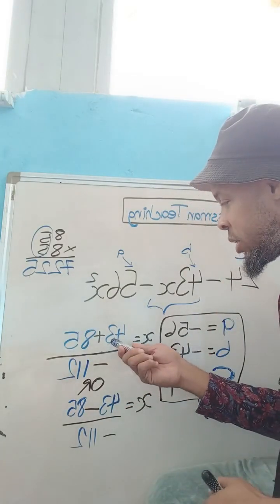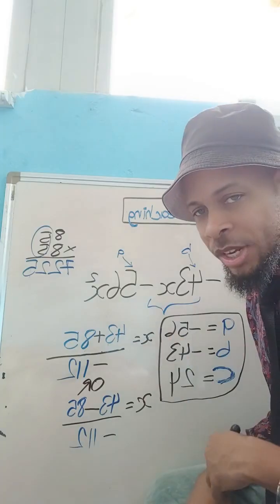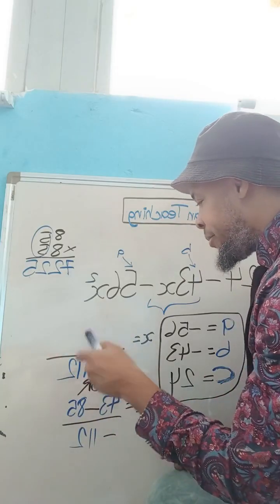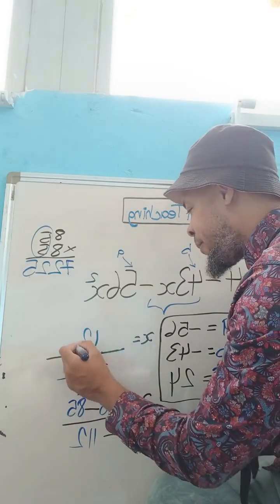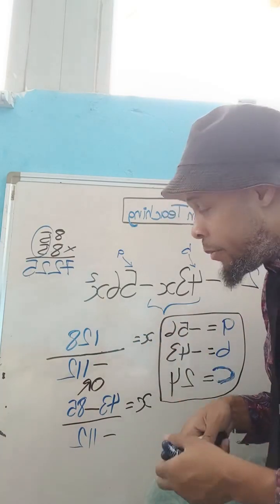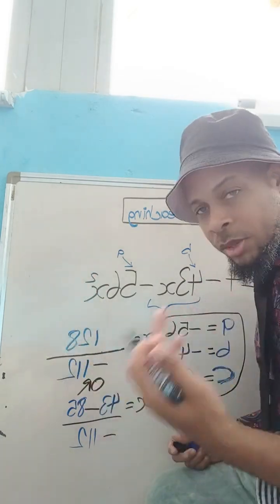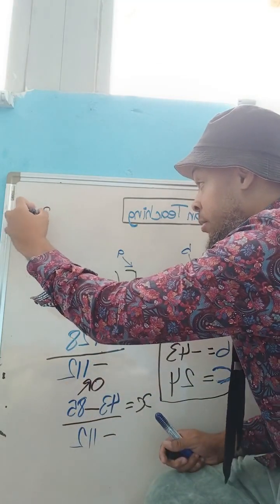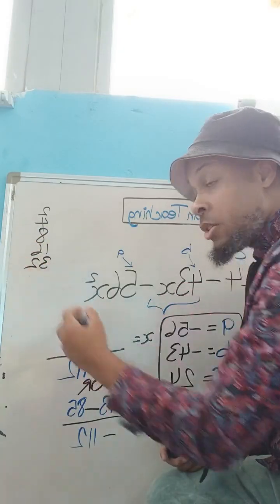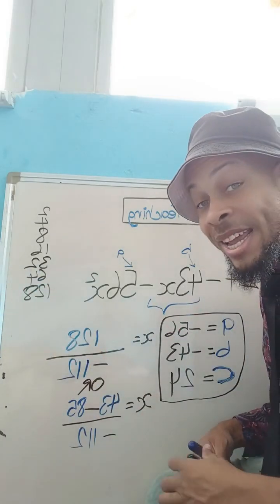So anyway, 43 plus 85. Alright, 128. So this is 128. Now if you remember powers of 2, this number should be familiar, right? So for example, this is how I remember. 2 plus 2, 4, 4 plus 4, 8, 8 plus 8, 16, 16 plus 16, 32, 32 plus 32, 64, 64 plus 64, 128.